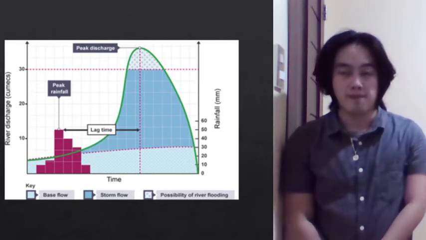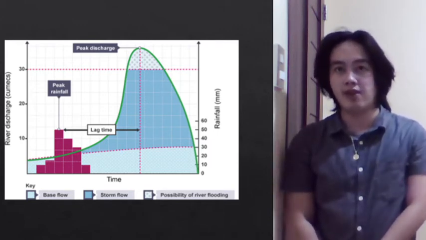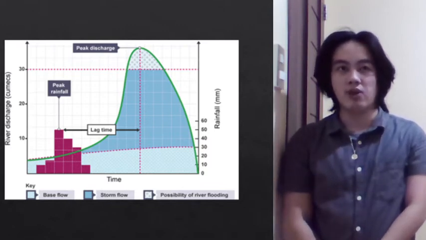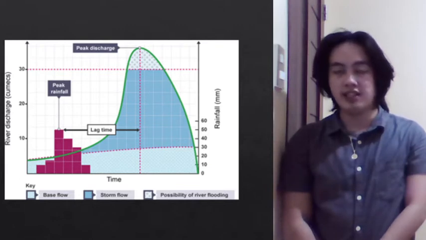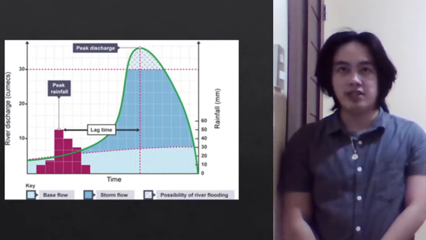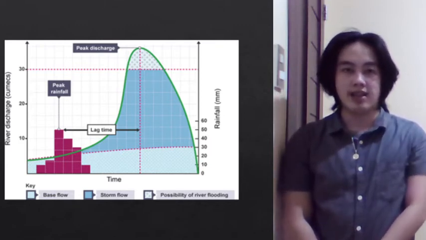In the graph below, the peak rainfall occurs at a certain time, then the peak discharge comes later. The water takes time to reach the river and produce the higher flow, so there is a delay. It is called lag time.